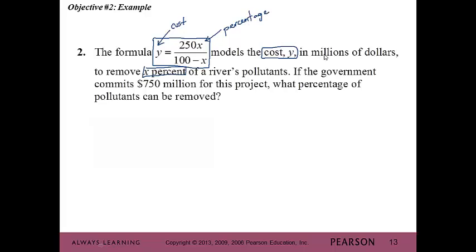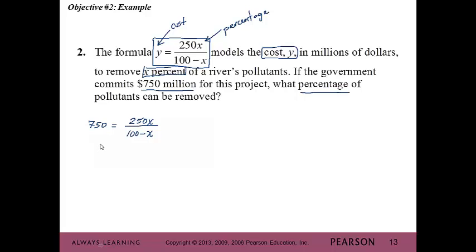Now we go back to the question, and it says if the government commits $750 million for this project, what percentage of pollutants can be removed? So what did they give you here? They gave you the y, and they're looking for the x. So we're going to start by plugging in the y. So we have 750 million equals 250x divided by 100 minus x.